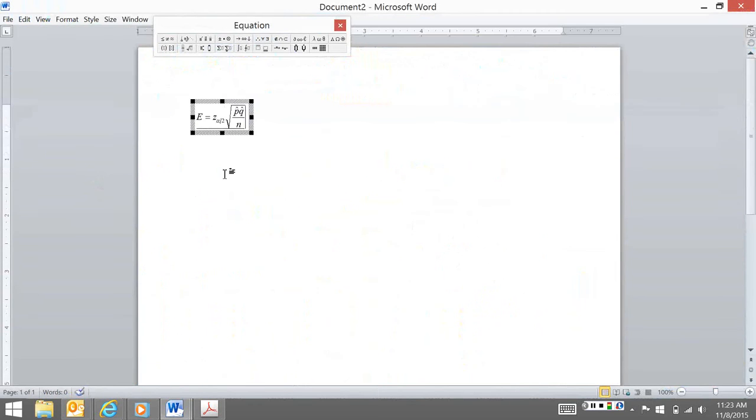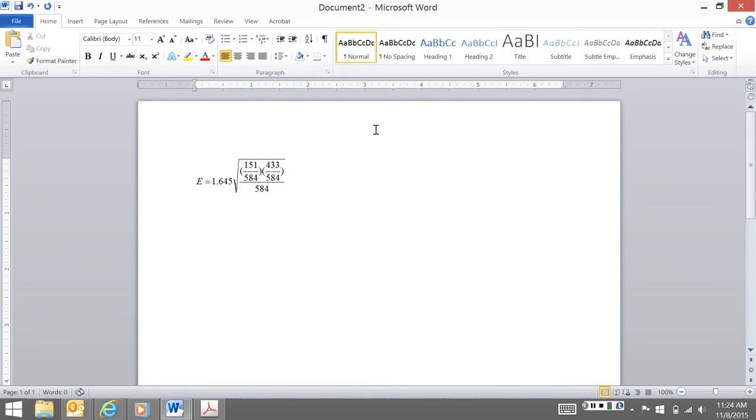So I'm going to start by doing this. I just looked this up. This is 1.645. This is 151 over 584. And this, because I'm not taking time, it looks really silly, but that's okay, is our 433 over 584. And obviously if you just subtracted this, it would also get this, and this bottom is the total, so this is 584.